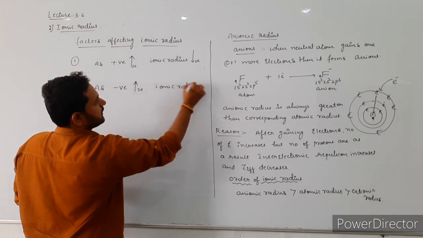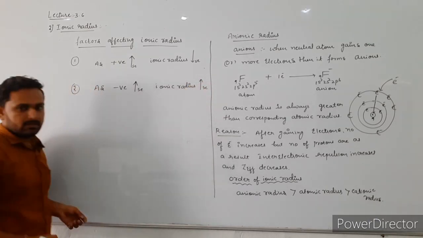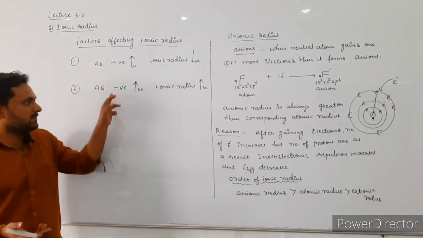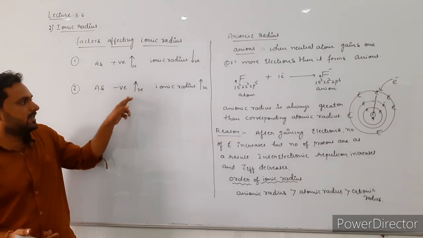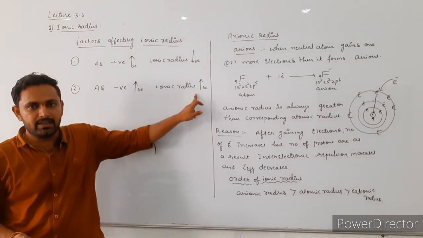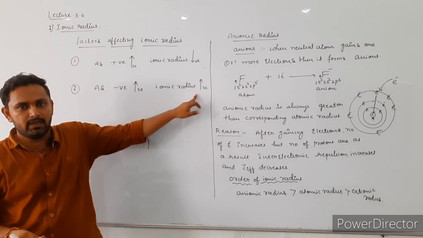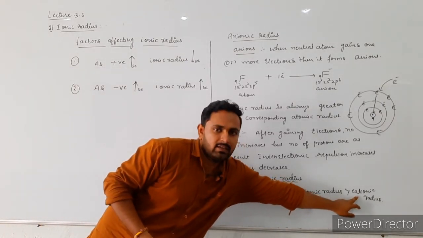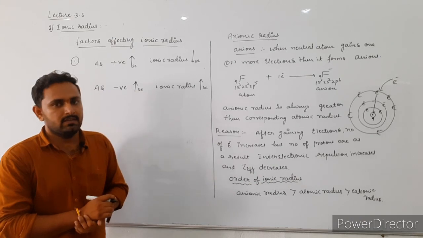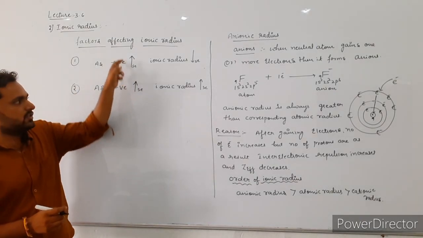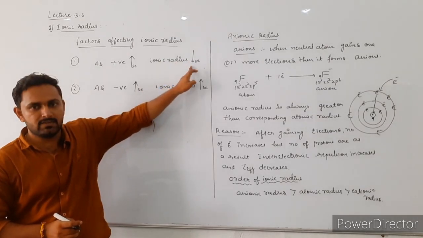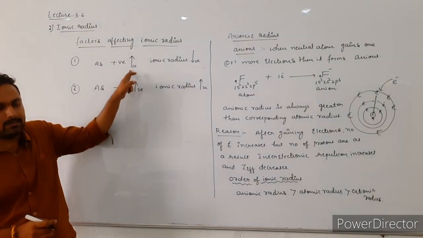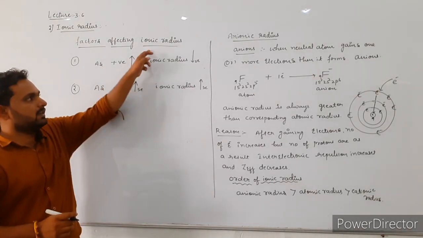Ionic radius increases, right? See here, as the number of electrons increases, negative charge increases. As negative charge increases, ionic radius increases. Why? Because of more interelectronic repulsion. And as positive charge increases, when more and more electrons are lost, positive charge increases. As positive charge increases, ionic radius decreases. Why? Because effective nuclear charge increases due to more protons. Okay, these are the factors affecting ionic radius.